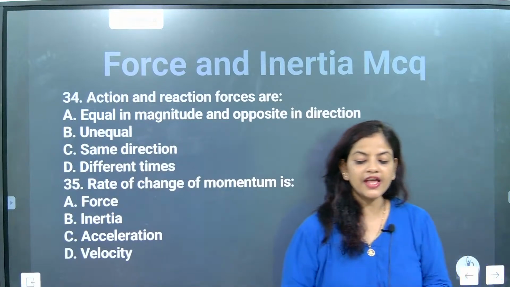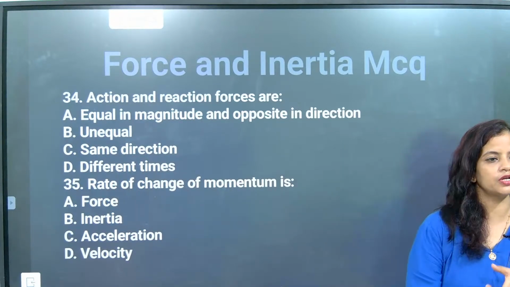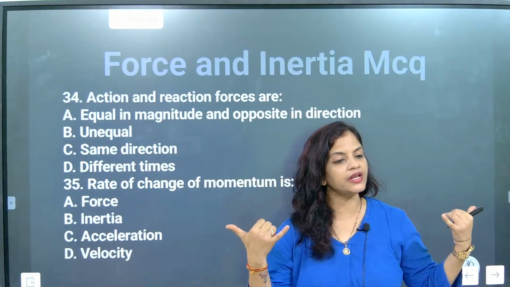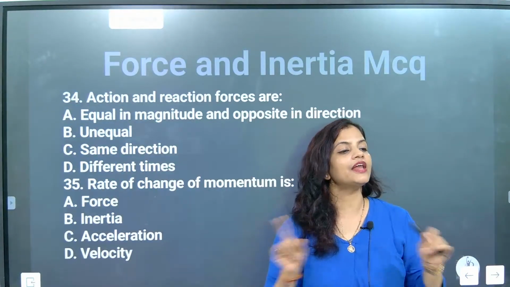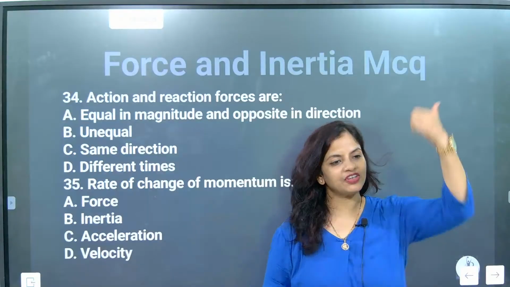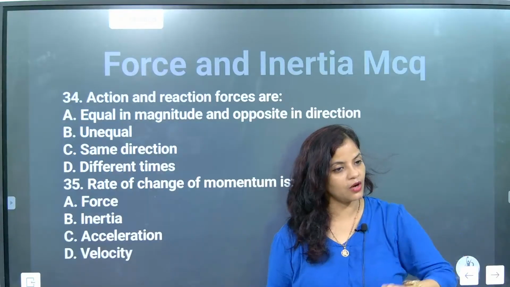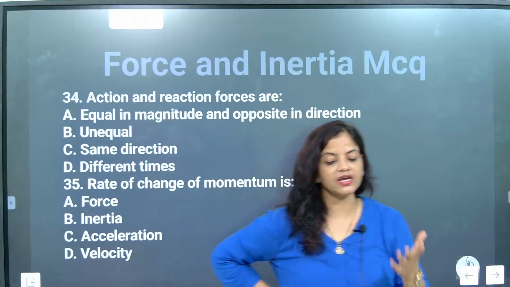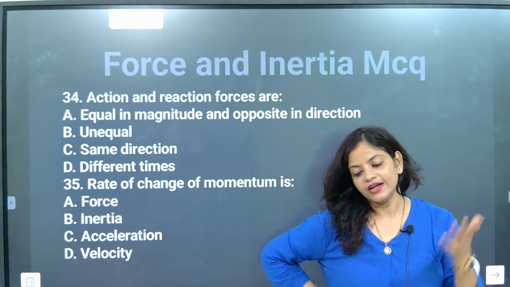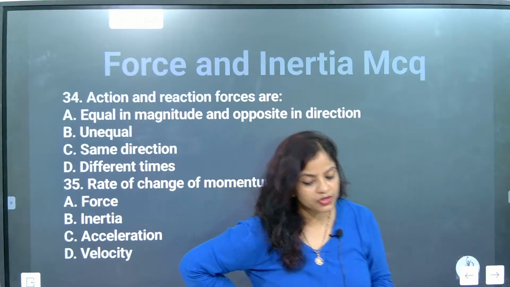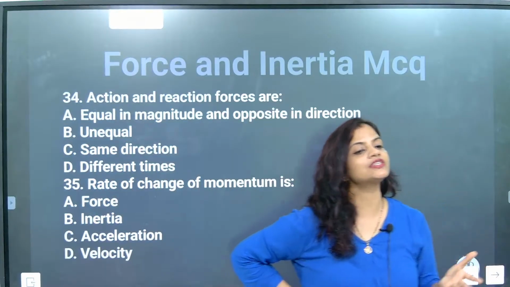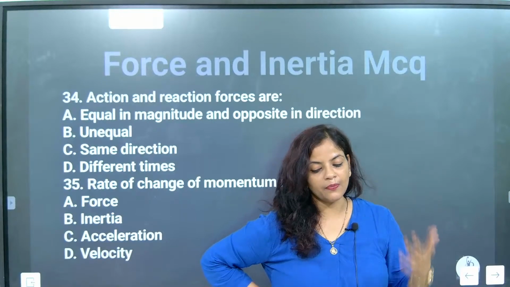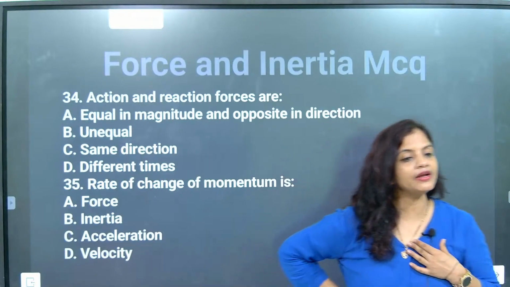Action and reaction forces come from Newton's third law of motion. They say that equal and opposite reactions happen, but in opposite directions. So if the action is here, the reaction will be down. You must understand that action and reaction are two forces which are exactly opposite in direction. Opposing forces will be acting on it. I hope you might have understood.